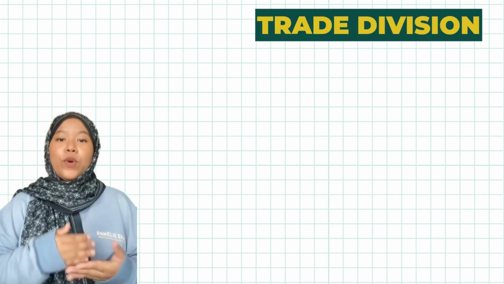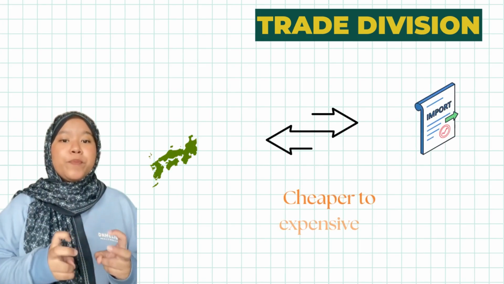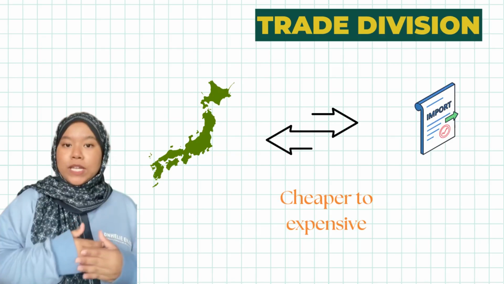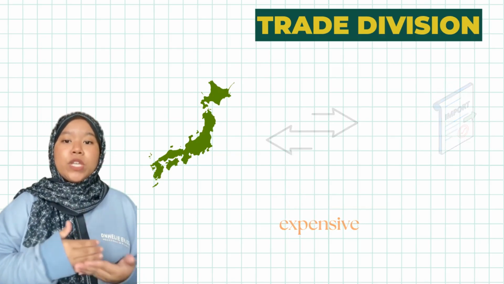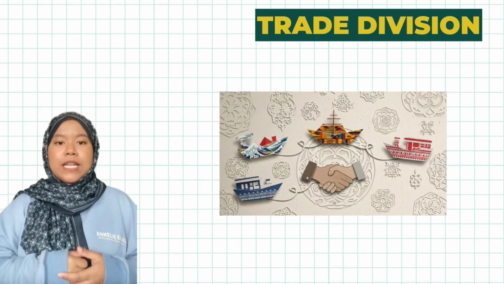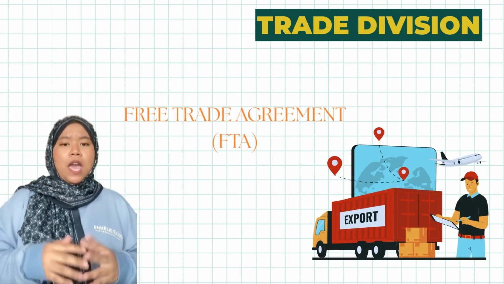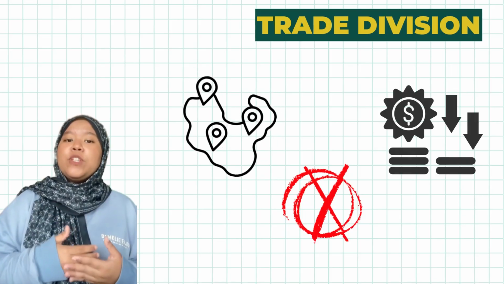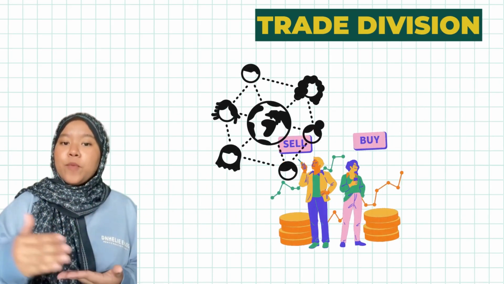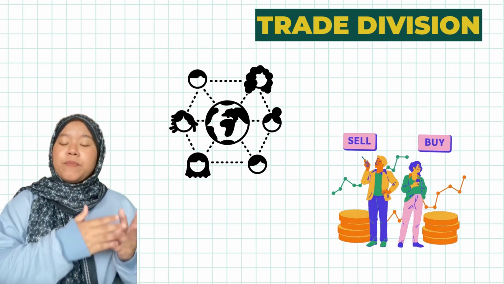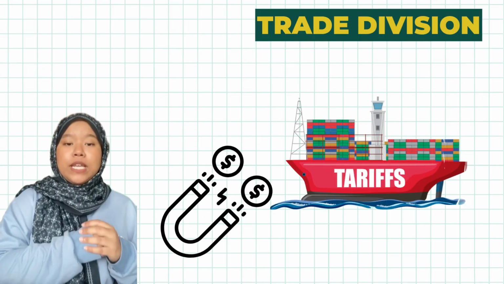Trade diversion happens when a country changes its imports from a cheaper non-member country to a more expensive member country because of lower tariffs inside a trade agreement, such as an FTA. FTA stands for Free Trade Agreement. In a simple way, the country doesn't buy from the cheaper source, but instead buys from a member country because the tariff advantage makes it look cheaper.